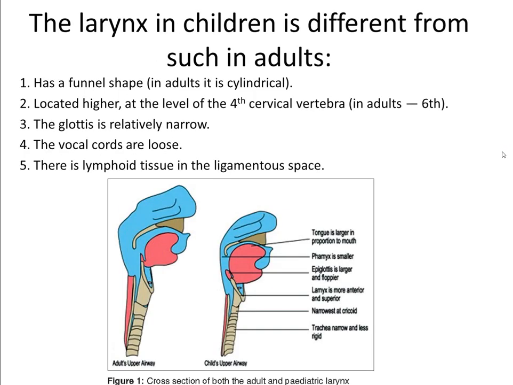The larynx in children is different from that in adults. First of all, it has a funnel shape, and in comparison, in adults it is cylindrical. It is located higher than in adults. In children, it is at the 4th cervical vertebra level, and in adults, at the 6th cervical vertebra. The glottis is relatively narrow. The vocal cords are loose, and there is lymphoid tissue in the ligamentous space.